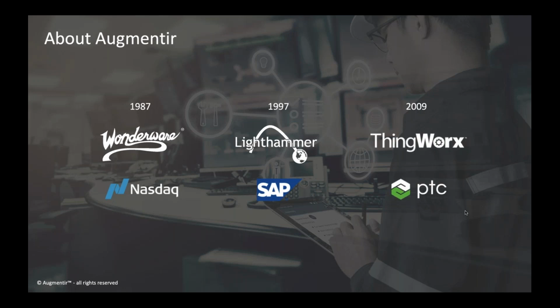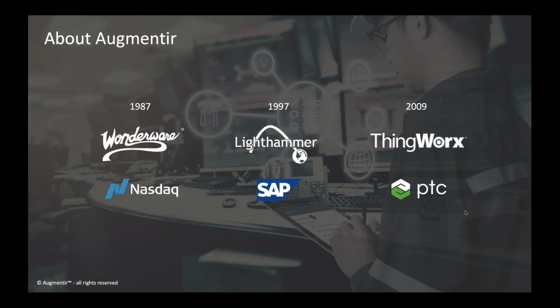And then in 2008, 2009, several members of Augmentir's current executive team co-founded and were involved in building ThingWorks, the first industrial Internet of Things platform. And after building that for 5 years, the company was acquired by PTC, and today PTC's ThingWorks technology is widely recognized as the leading industrial IoT platform in the market today. So, the team that created Augmentir has a pretty significant history in the manufacturing and industrial sector.